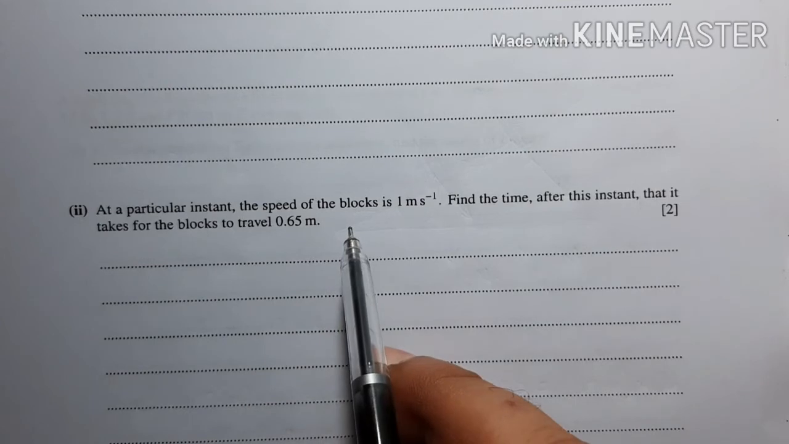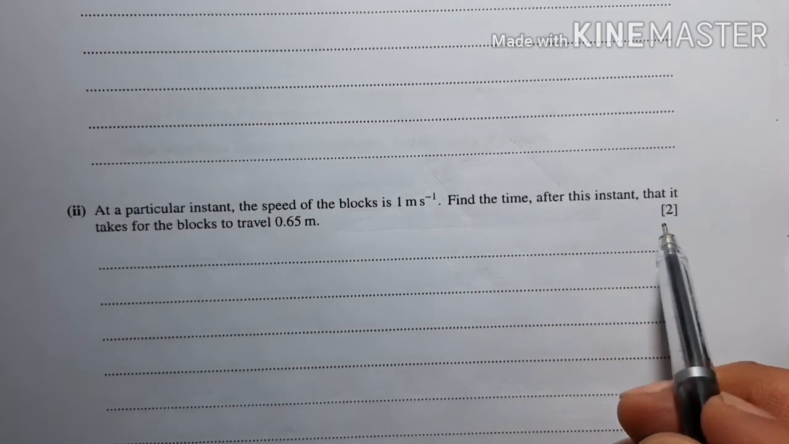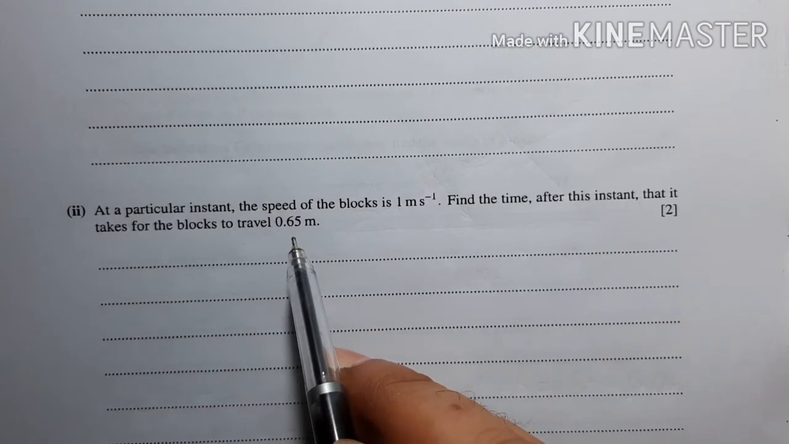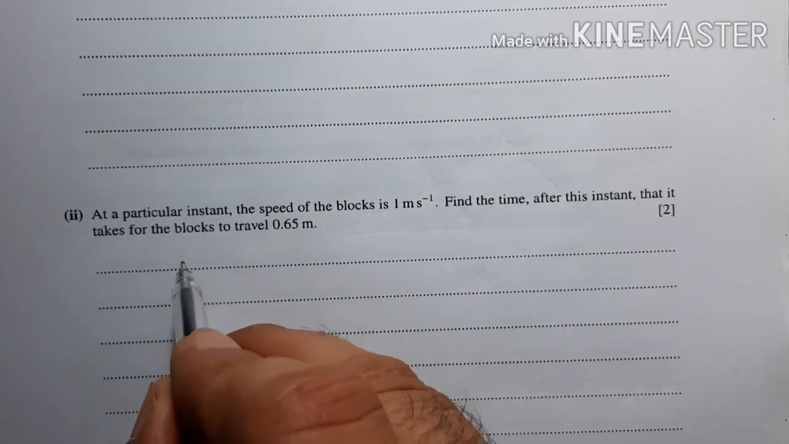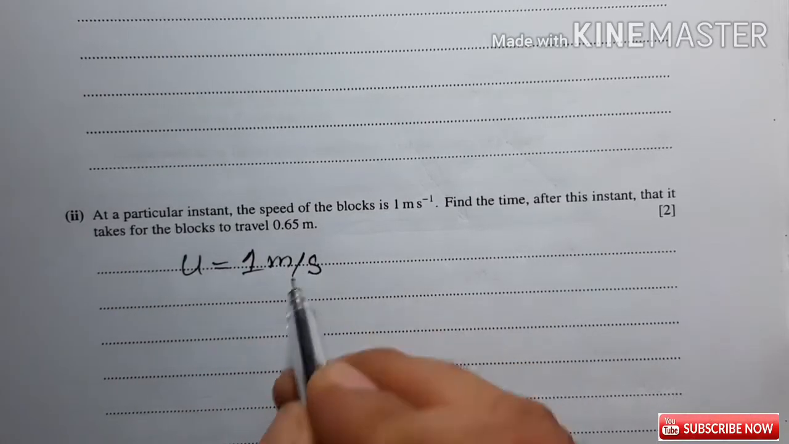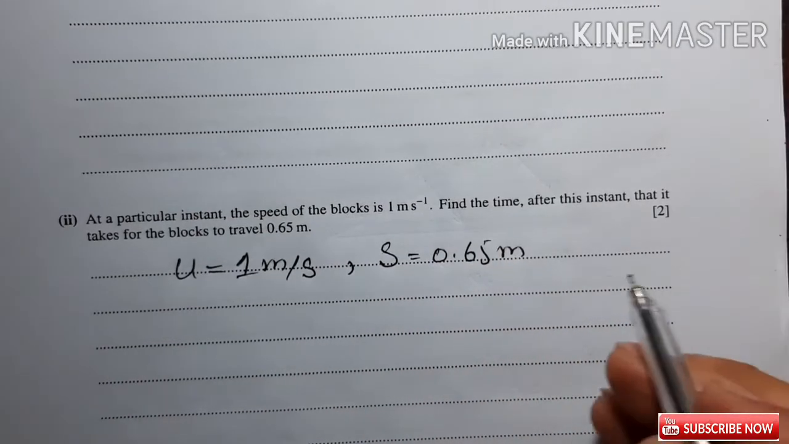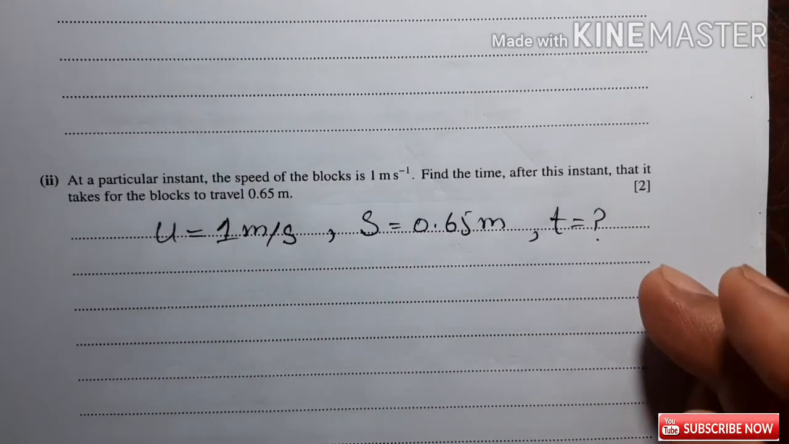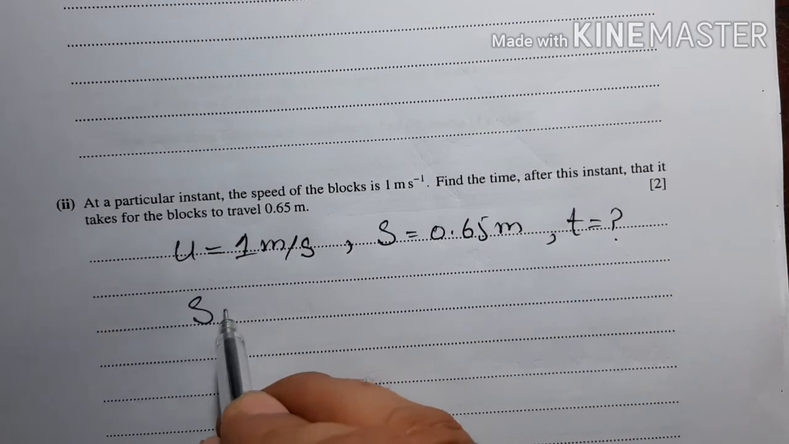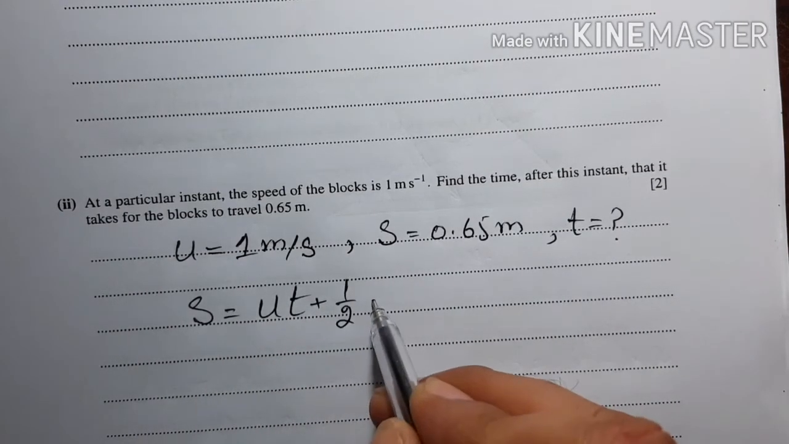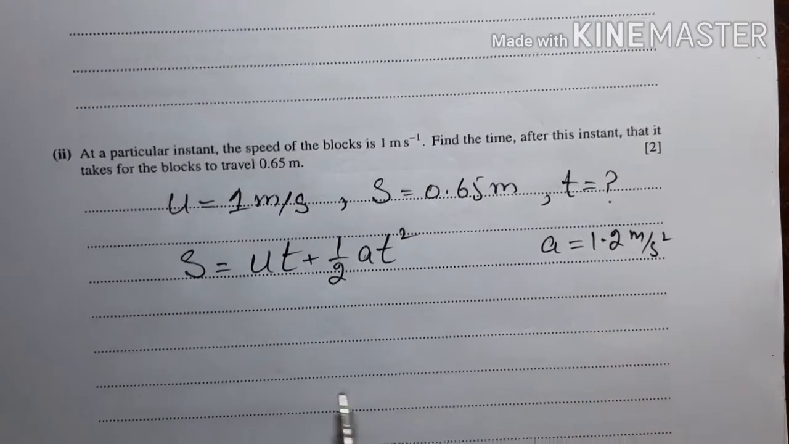Question number 2, part 2. At a particular instant, the speed of the block is 1 meter per second. Find the time after this instant that it takes for the block to travel 0.65 meters. So we have the initial speed u equal to 1 meter per second, and distance s equal to 0.65 meters. I need to find time. I can use the second equation of motion, s equal to ut plus half at square, because I have a as well, which is 1.2 meters per second square. So put the values.